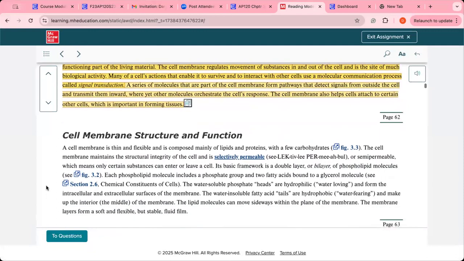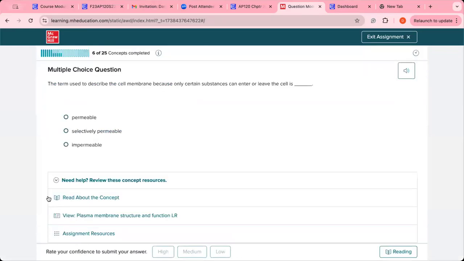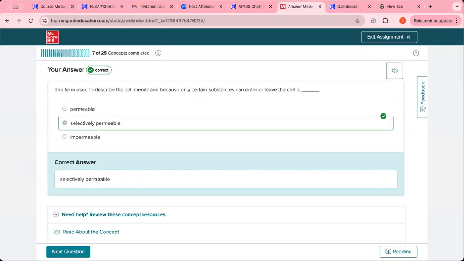Okay, look at the blue word. A cell membrane is thin and flexible and composed mainly of lipids and proteins with a few carbohydrates. The cell membrane maintains the structural integrity of the cell and is selectively permeable, which means only certain substances can enter or leave. So selectively permeable. Okay. Good.